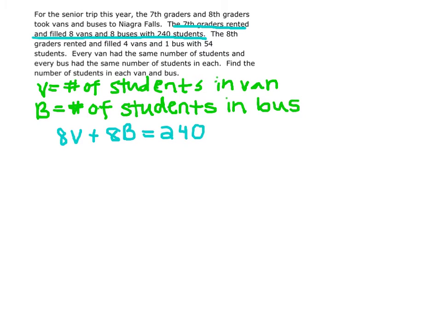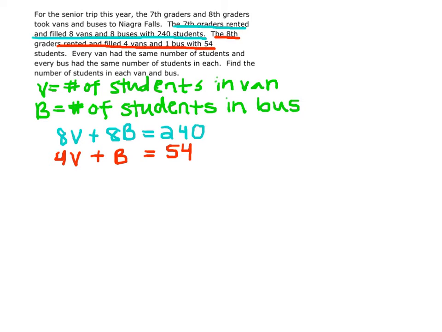Our second equation comes from the 8th graders. They rented and filled 4 vans and 1 bus with 54 students. So we have 4 vans and 1 bus, and that equals 54 students. Now that we have our system of equations, we can solve for V and B.